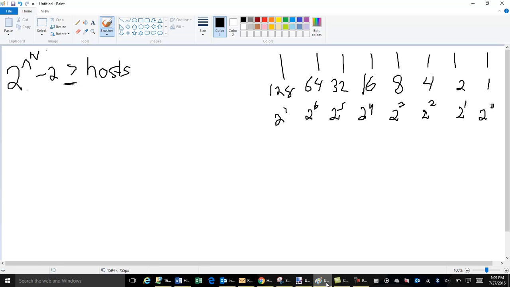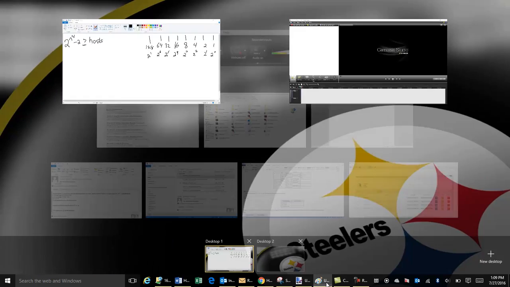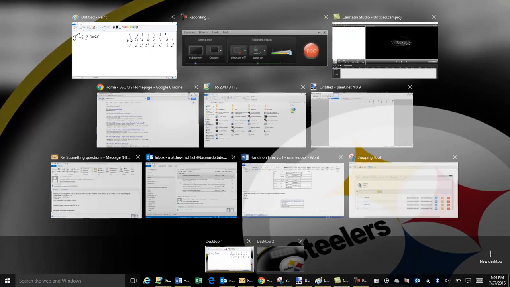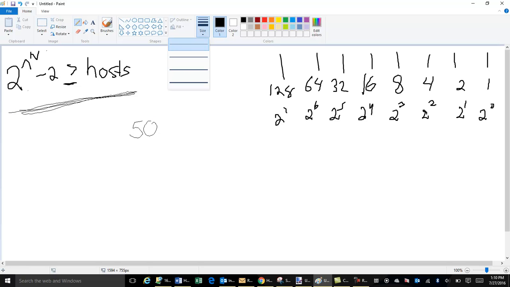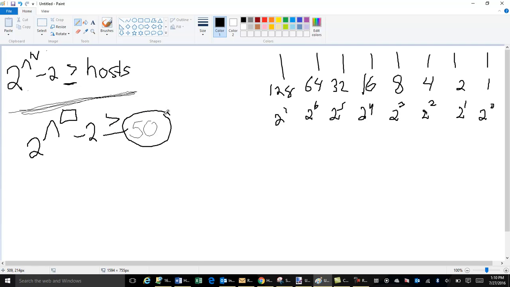So what's a little bit different about his method is he uses this formula right here. 2 to the power of n minus 2 is greater than or equal to the number of hosts that you need. So for example, if we're trying to subnet for 50 hosts, what we'd want to do is figure out 2 to what power number minus the 2 is greater than or equal to our required number of hosts of 50.